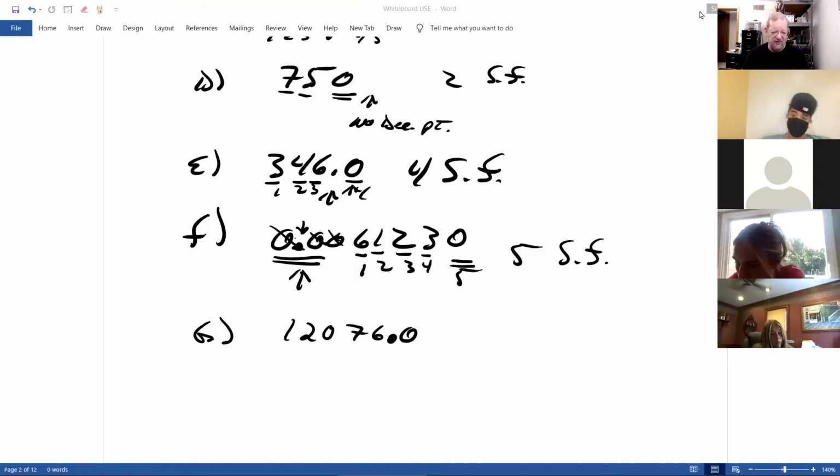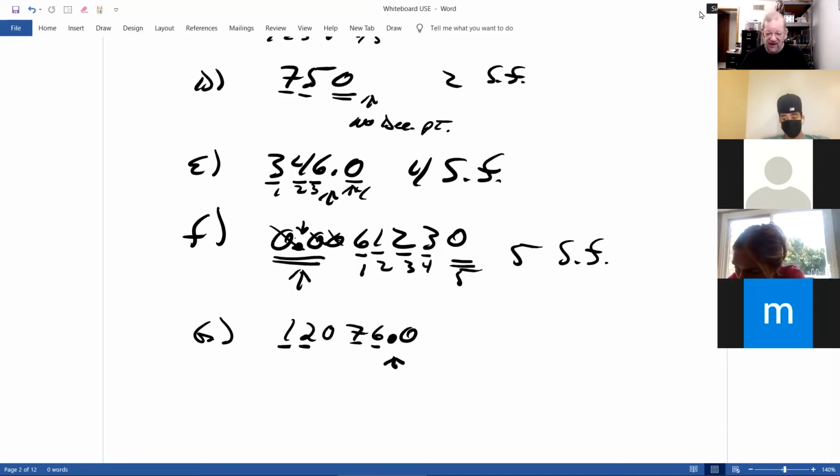All right, let's do this. All non-zero numbers are significant. Here's one, here's one, here's one, here's one. Oh, look, we have a decimal point. Zeros at the end with a decimal point are significant.